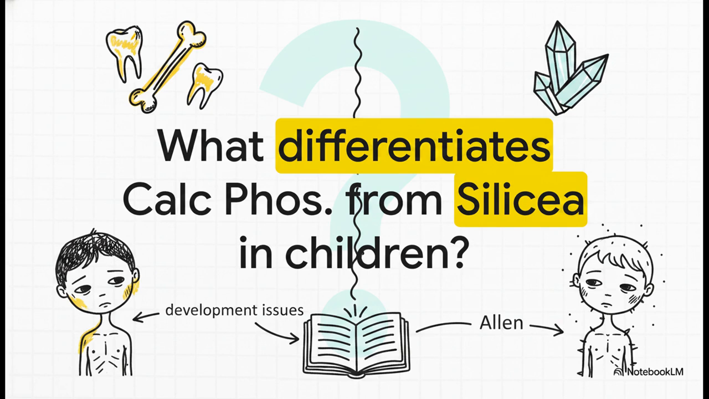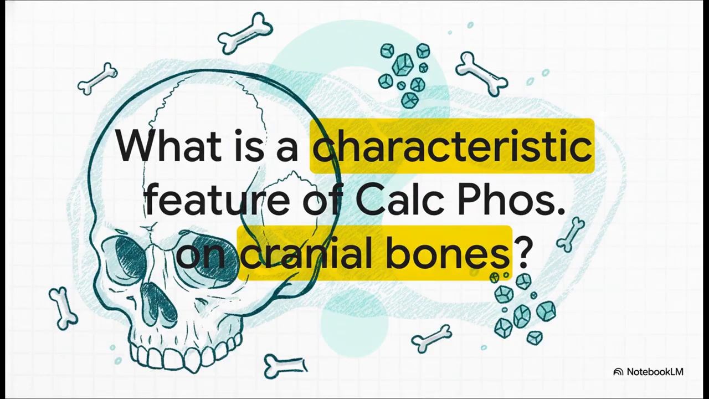Okay, question number 2. This one's all about differentiation. According to Alan's keynotes, what's the key symptom that helps you tell Calcarea Phos apart from Silesia when you're looking at kids with developmental delays? Question 3. Now, this one is testing you on a very specific, very unique keynote. Which of these is the characteristic feature of how Calcarea Phosphorica acts on an infant's cranial bones?